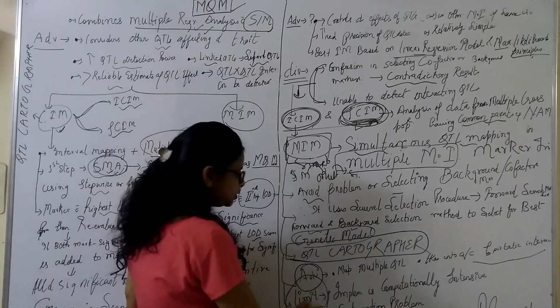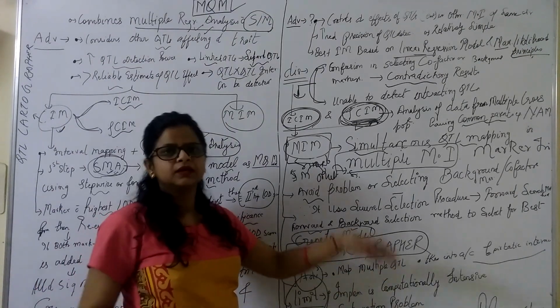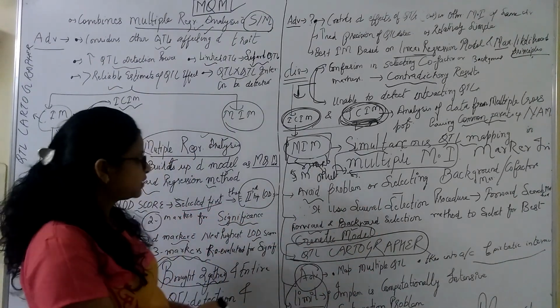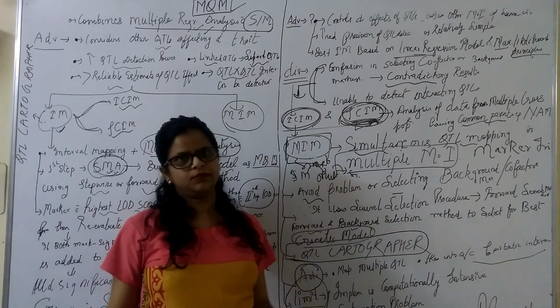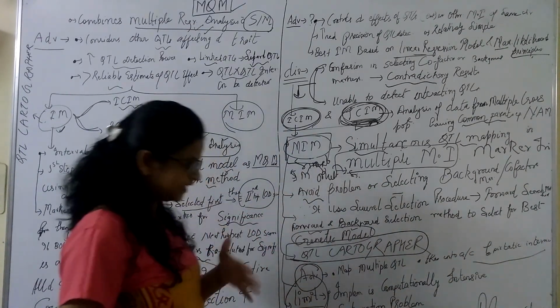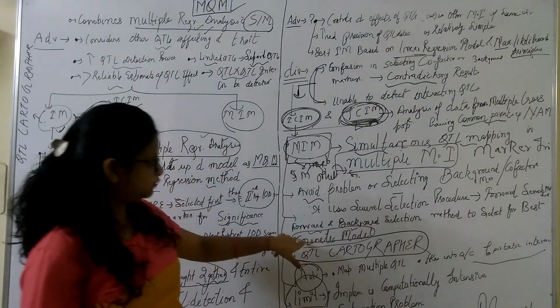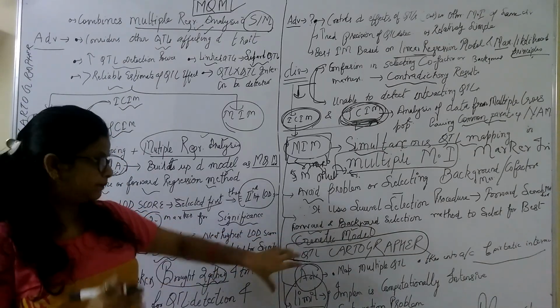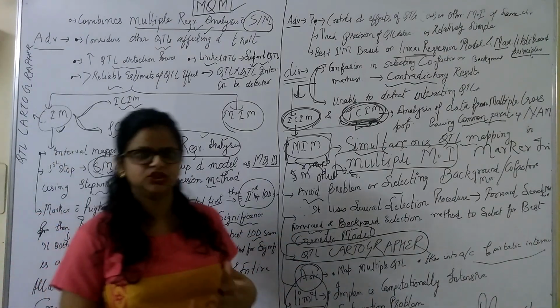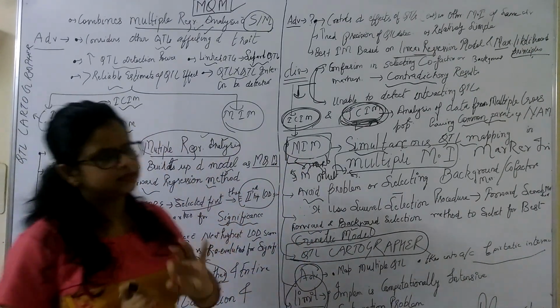The major limitation of this method is that it is more computationally intensive. Then a saturation problem occurs when you have a large number of QTLs present in the genome. And then the problem is the selection of the genetic model; selecting the appropriate model is again a challenging task. Only this. So both MIM and SIM are simple approaches.